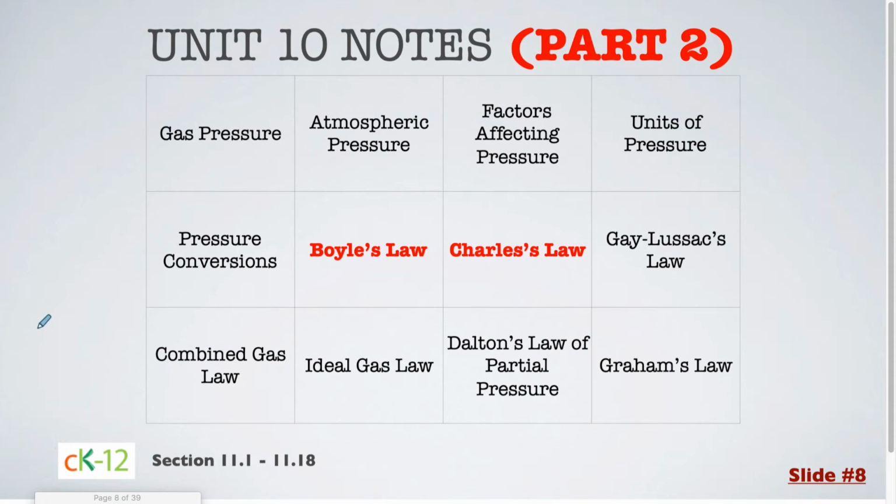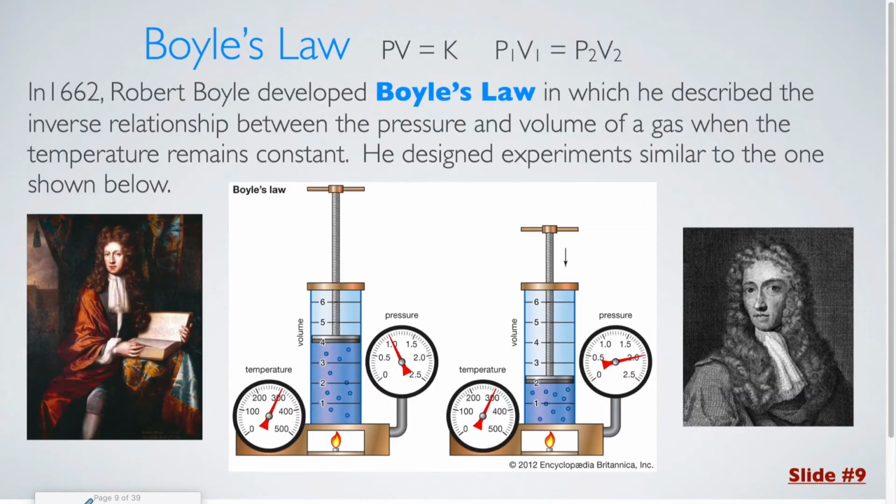In part 2 of the Unit 10 notes, we are going to be covering Boyle's Law and Charles' Law calculations. In 1662, Robert Boyle developed Boyle's Law, in which he described the inverse relationship between the pressure and volume of a gas when the temperature remains constant.